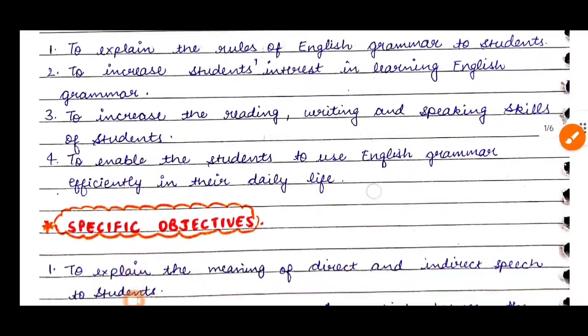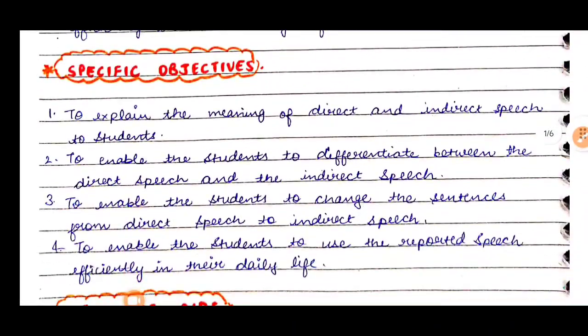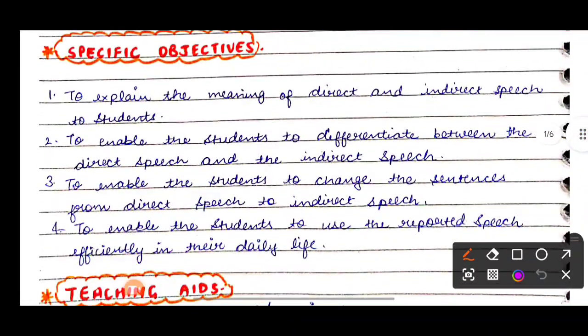After that, we have specific objectives. This is our next heading in our lesson plan. Now, specific objectives are related to the topic that we are going to teach, the objectives of a teacher, that is, why are we going to teach this particular topic to students, what are our aims. So I have written four of them. You can write three or five or whatever.